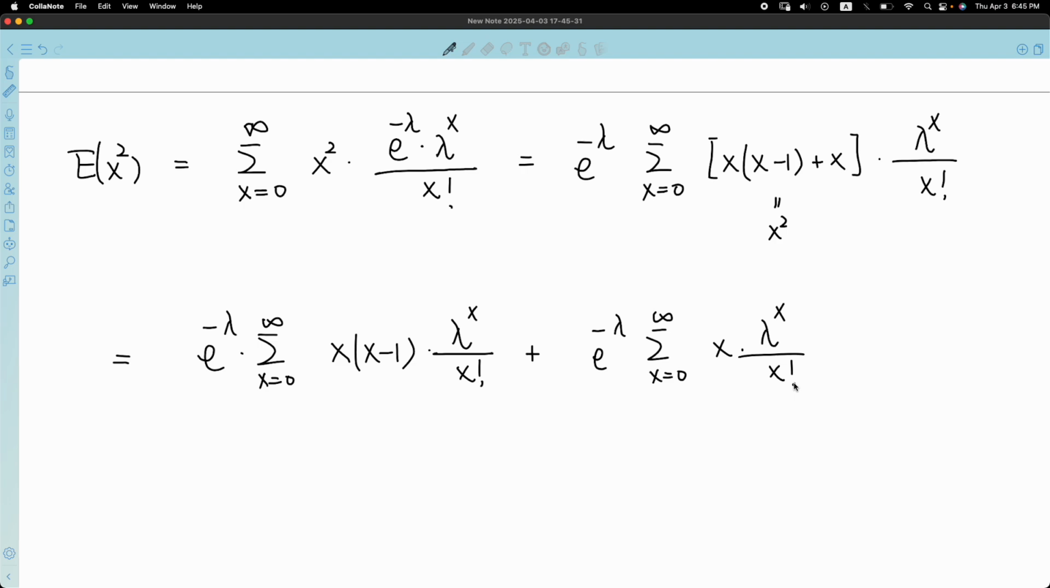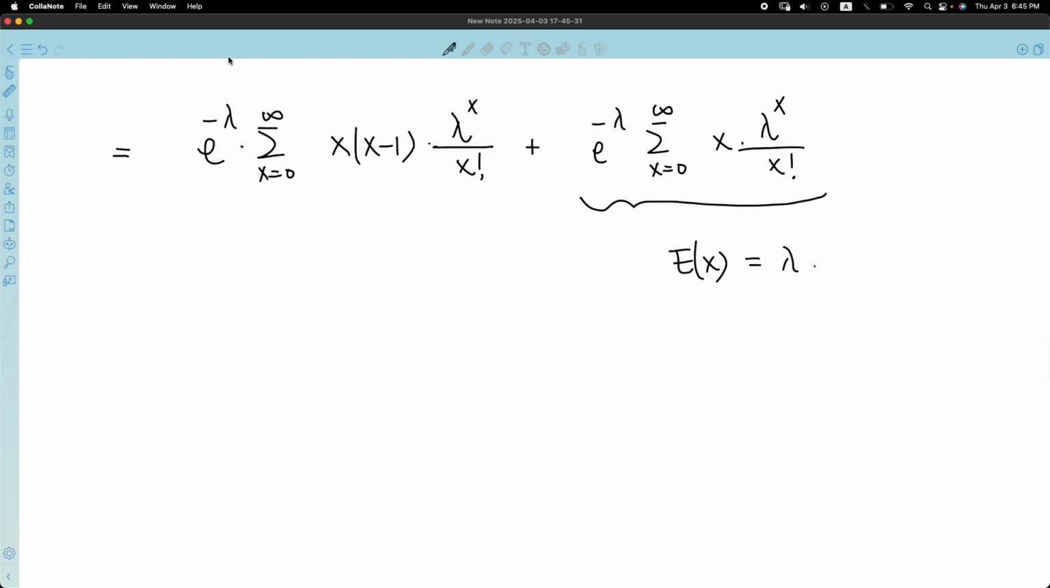Now let me ask you a question. What is the second term here equal to? Does it look familiar? It's equal to E of x. Yes, exactly. This is just E of x, which is just lambda. We don't need to work on that anymore. That's the reason why we make the square bracket here, this expression. So we remove one part of the equation, since we already have the answer for that. So that's the trick.